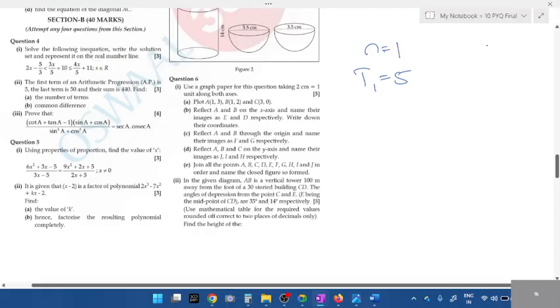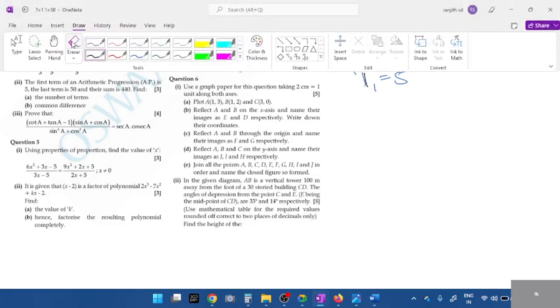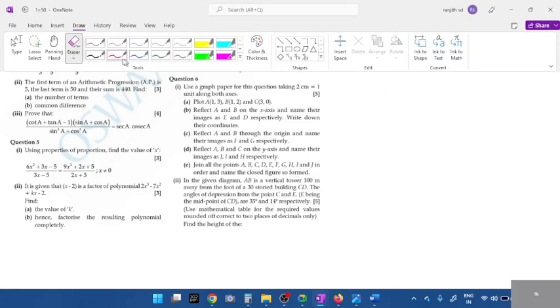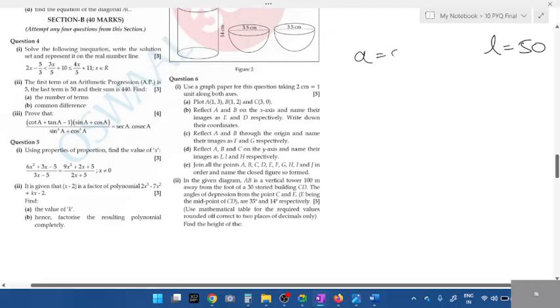First term is 5. Last term we don't know, we take it as l, students. Last term we take it as 50. What's the alphabet we give for the first term? A. A is equals to how much? A is equals to 5. Yes. A is equals to 5. l is equals to 50. And what is the sum? And the sum is equals to 440.